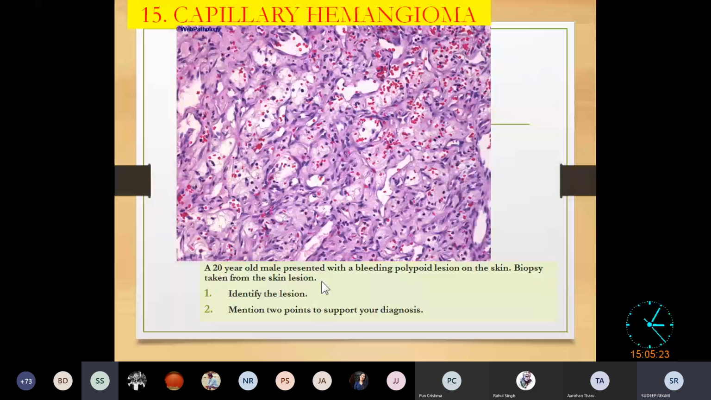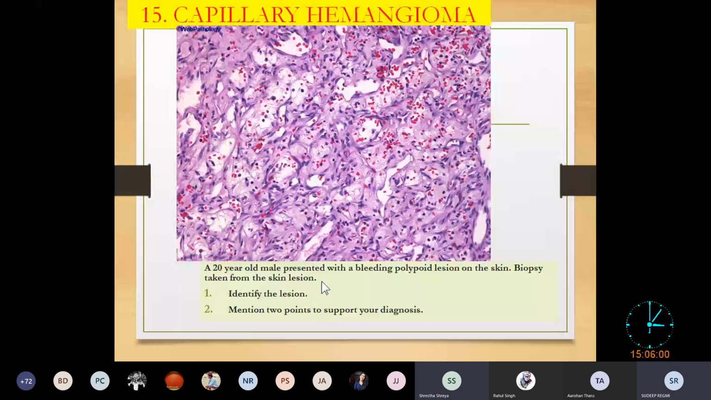So it is a section from skin. Capillaries lined by endothelial cells. Very good. There is proliferation of capillaries. And the capillaries are separated by septa of connective tissue. Very good. And most capillaries do not contain blood cells.